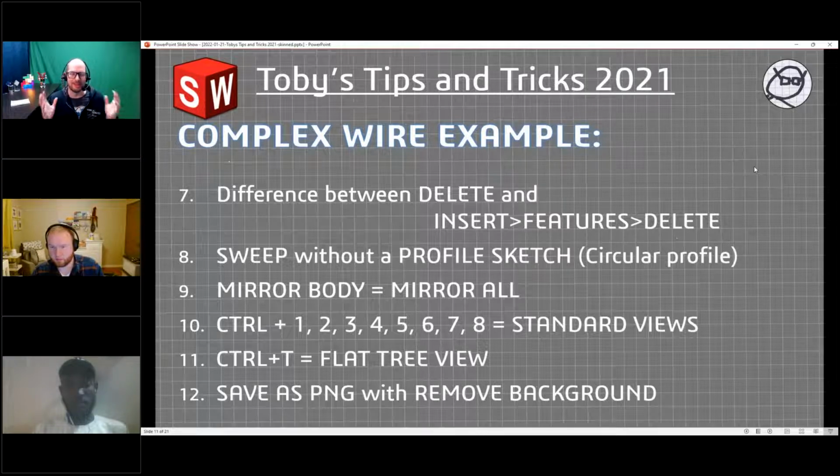We showed how you can do a sweep with a profile sketch using that circular profile option, so you don't even need to create a profile sketch. We talked about how you can do a mirror body, and that is kind of like doing a mirror all. We talked about how you can use Control 1, 2, 3, 4, 5, 6, 7, and 8 to switch to all your standard views. We talked about how you can use Control T for flat tree view. And in the end there, we talked about using Save as PNG to remove the background. So a lot of tips there, even though we only really built that one single part.